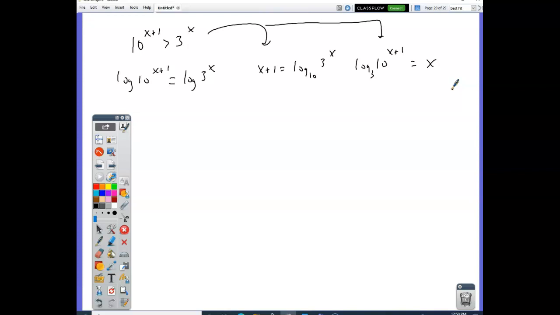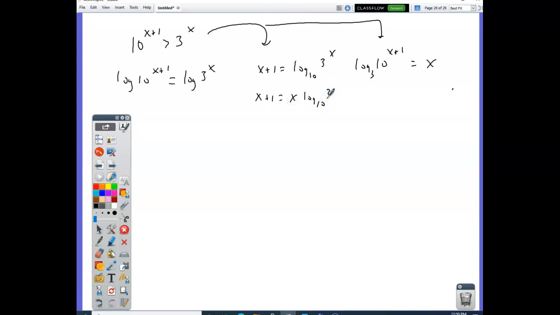Door number 1, door number 2, door number 3. You may pick which way we go from here. I'll do 2. 2 is our winner today. So I'm going to get that exponent out of there because I don't like where it is. Boom, put it in front. I got x plus 1 equals x log base 10 of 3.